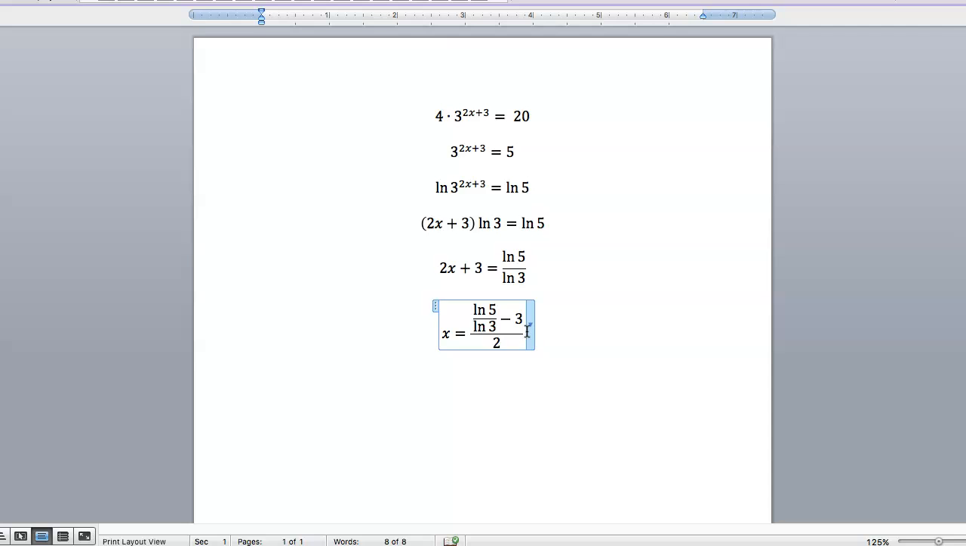That's perfectly fine as an answer. It's completely simplified. It's an exact answer. It's not rounded off at all. If you want a better idea of what that actually is, you can punch it into your calculator. It's about, this is like a cooking show where I did it ahead of time, -0.768.